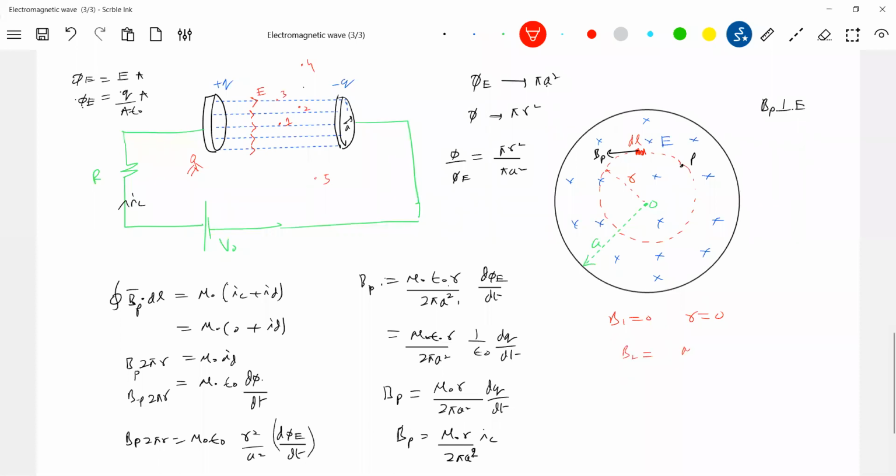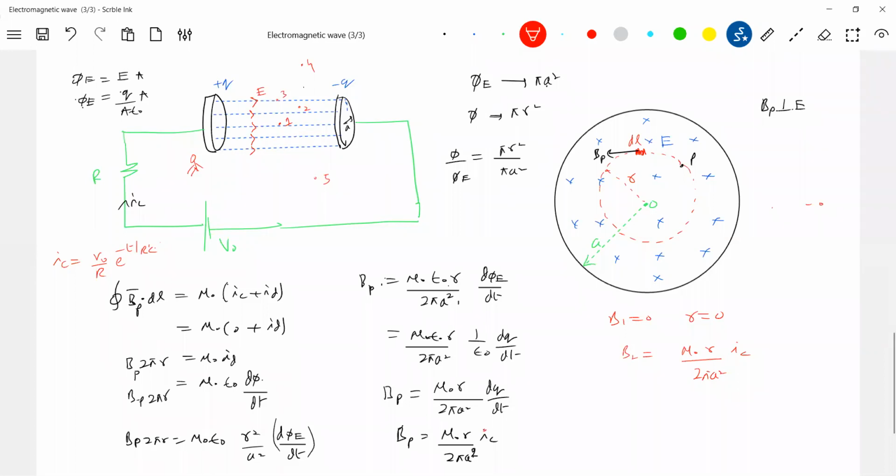Field at 2: mu naught r by 2 pi A square times I_C. What is I_C, sir? I_C is the charging current of the capacitor. Okay, there is a discharging current here, V naught by R e to the power of minus t by RC. It is the discharging current.